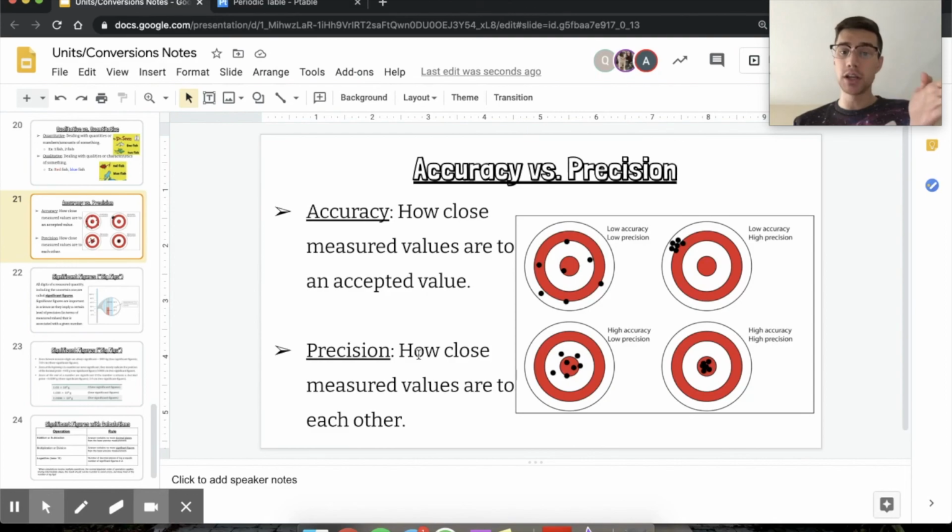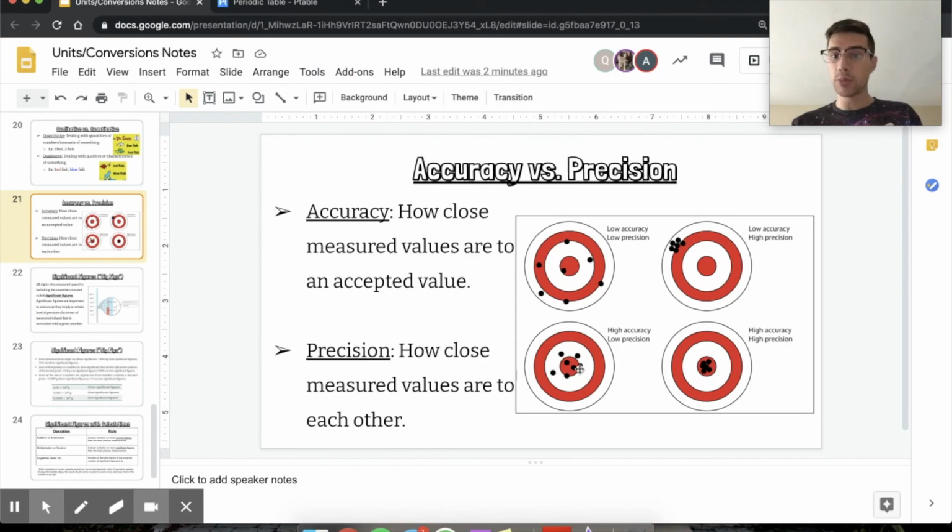Whereas precision is based on how close your measured values are to each other. In science, we should always take multiple measurements. One measurement is not good enough because you need to be able to find an average that represents the values that you tested. So precision is how close all of your values are to the other values. None of these values are close to each other. This is very, very low precision.